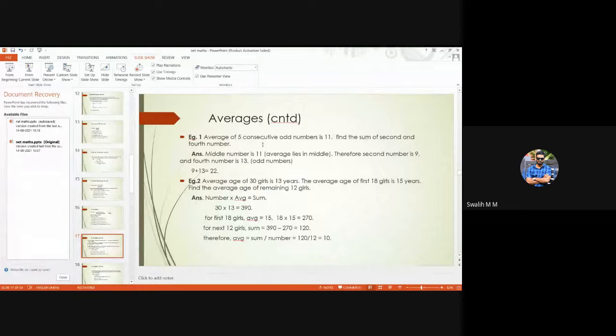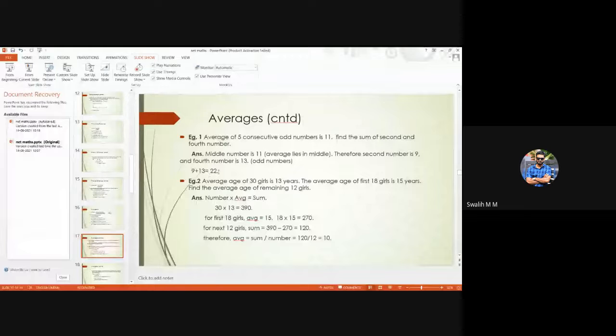We need to know the sum of the second and fourth number. These are also odd numbers, so the difference is 2. The third number is 11, so the second number would be 2 minus, that is 9, and the fourth number would be 2 plus, that is 13. The question is the sum of the second and fourth number, 9 plus 13, 22.